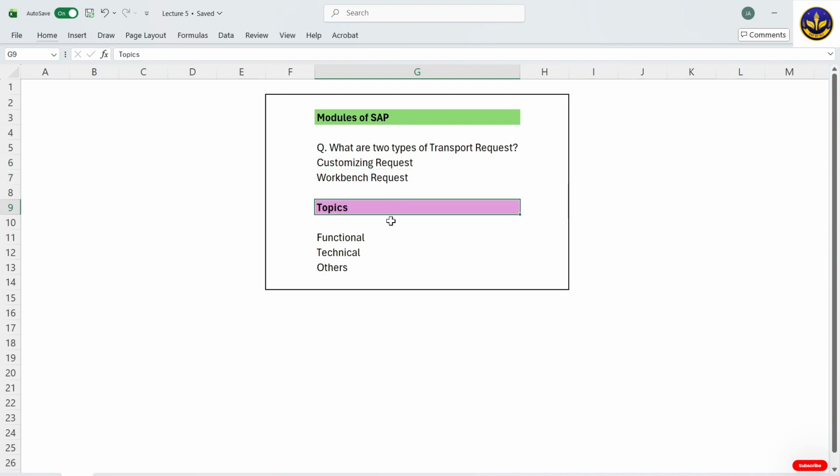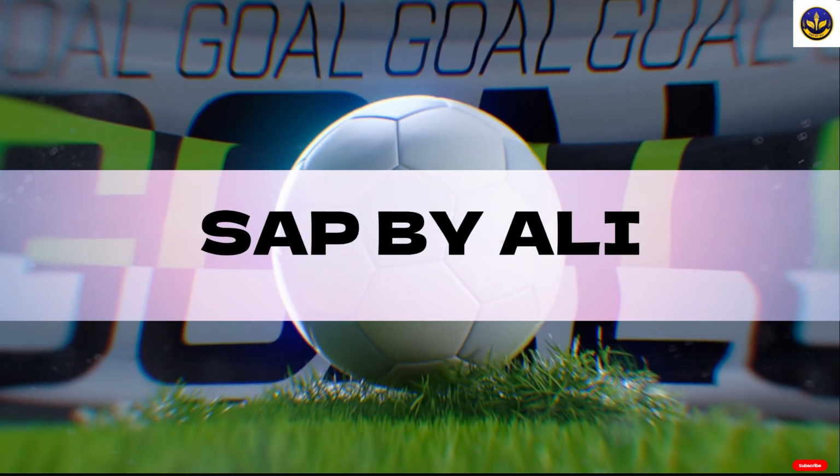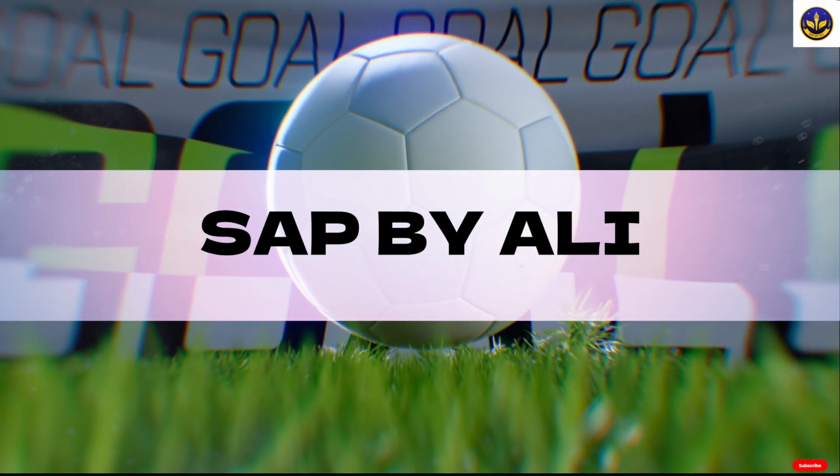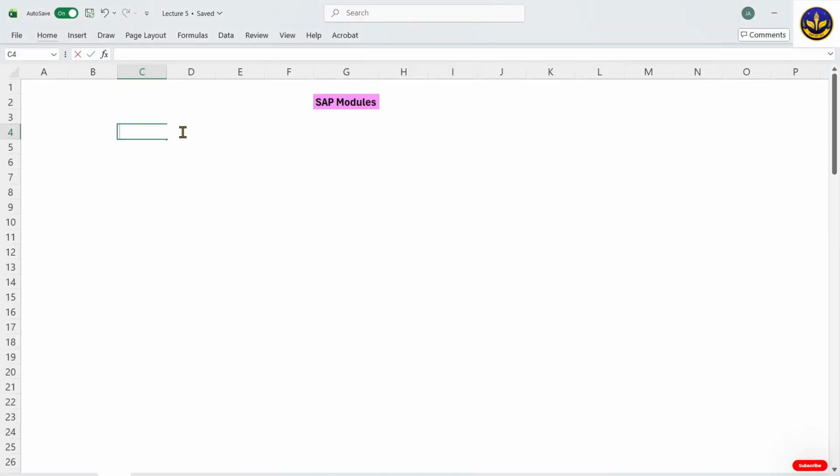Now in this session we are going to discuss these topics. For example, the functional modules of SAP, the technical modules, and some other modules of SAP. Okay, let's start with our main content. Let's start with the modules of SAP.